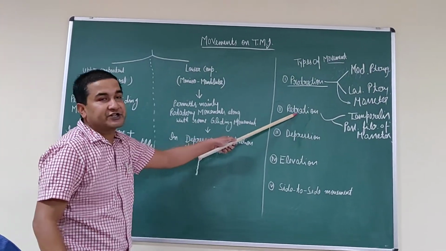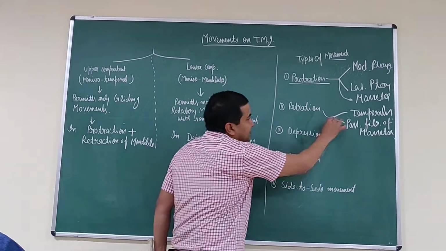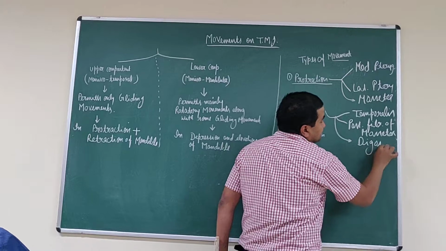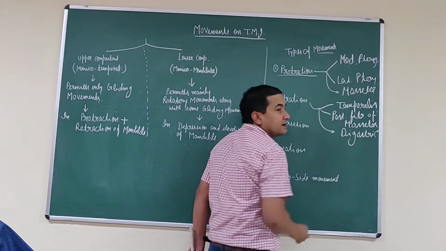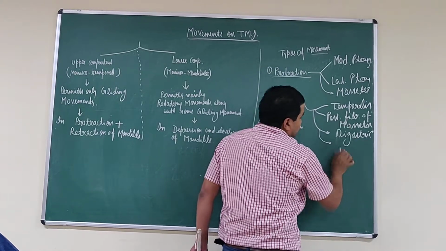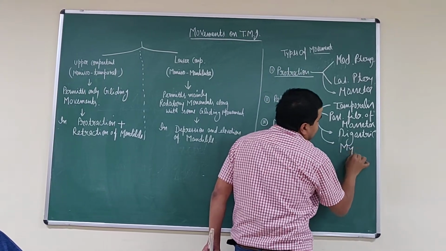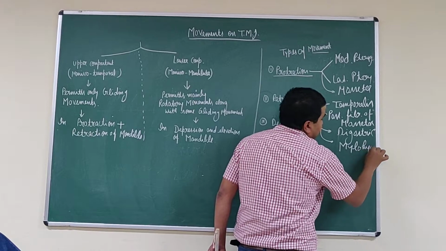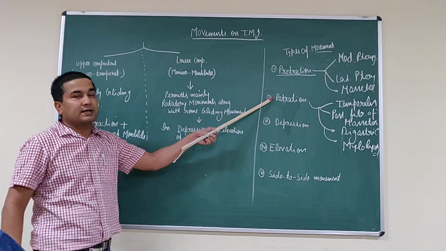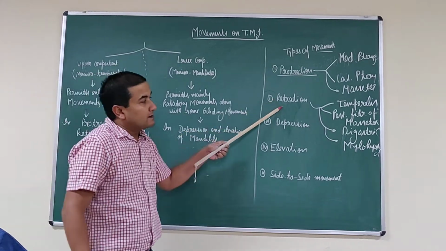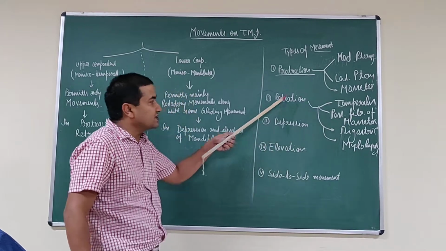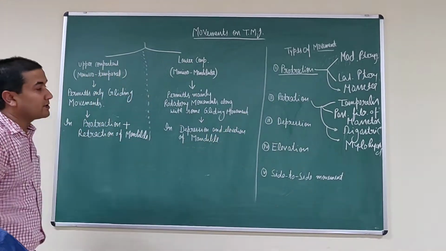In the forceful retraction, this is assisted by the suprahyoid muscles, that is the digastric muscles and the mylohyoid muscle. These muscles help in the retraction. The important one is the temporalis. In the forceful retraction, these muscles assist the temporalis muscle in the retraction of the mandible.